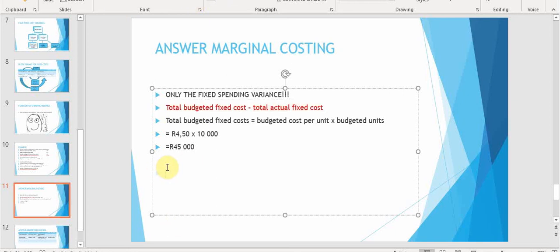So then to fill out the formula to get to your answer for the spending variance here, we will then say the budgeted fixed costs were 45,000. The actual fixed costs were given as 50,000. And that gives us a fixed spending variance of minus 5,000 Rand, which is then unfavorable.